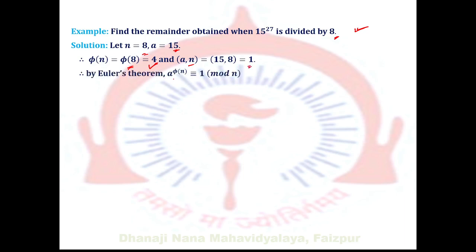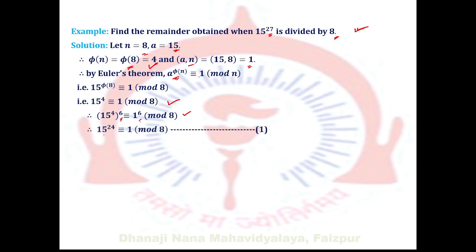So by Euler's theorem, a raised to phi n is congruent to 1 modulo n, but phi n is equal to 4 and n is equal to 8. So thus here we have 15 raised to phi 8 is congruent to 1 modulo 8, that is 15 raised to 4 is congruent to 1 modulo 8. Now here we require 15 raised to 27. So here we take the power raised to 6. So therefore 15 raised to 4 raised to 6 is congruent to 1 raised to 6 modulo 8, but 1 raised to 6 is 1, and 15 raised to 4 raised to 6 is 15 raised to 24. So thus we get 15 raised to 24 is congruent to 1 modulo 8.